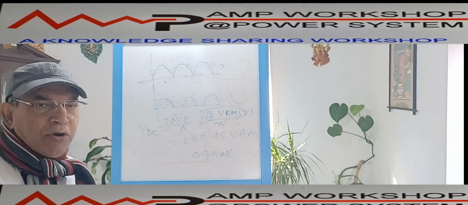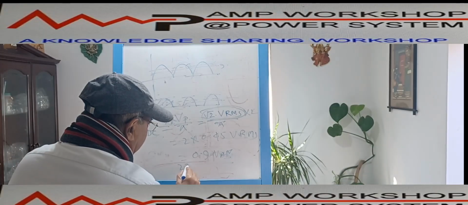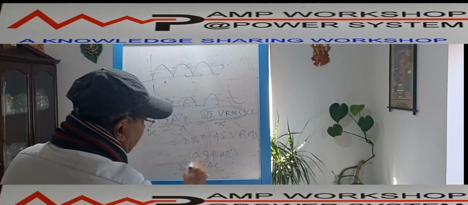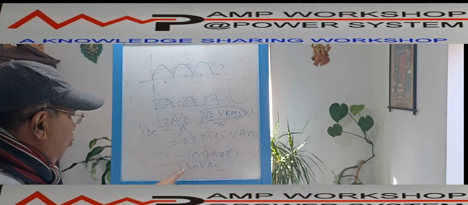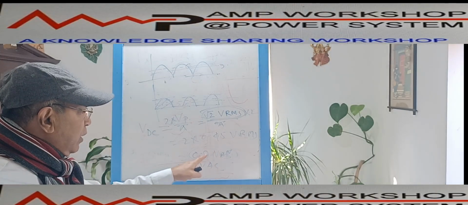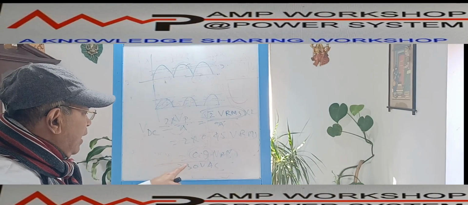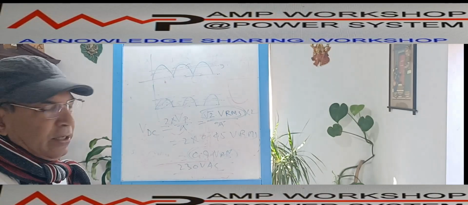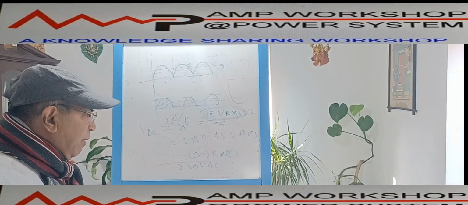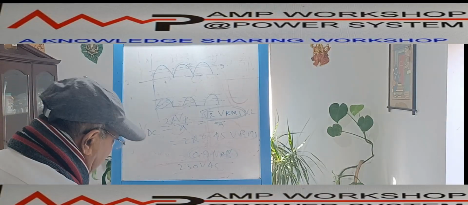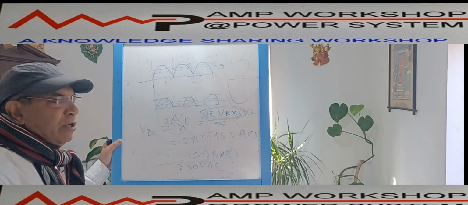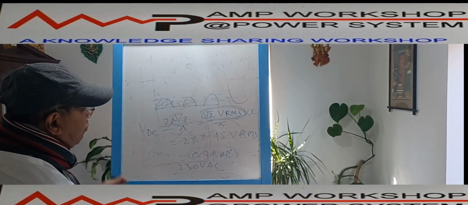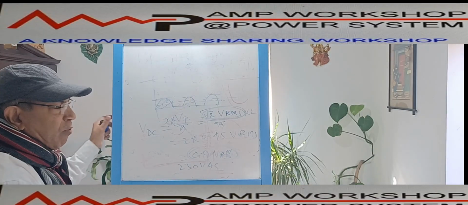So normally when you see 230 volt AC, that 230 volt is actually the RMS value. If you give the 230 volt AC RMS value, how much output DC will you get? 230 into 0.9. From that you can calculate how much DC voltage you are getting. Now suppose I need only 120 volt DC. In that case, what will happen? If I give this 230 volt AC input to the rectifier, it will not give 120 volt.